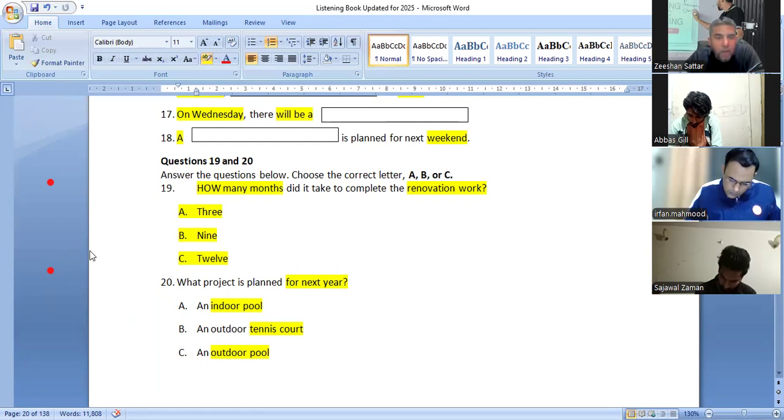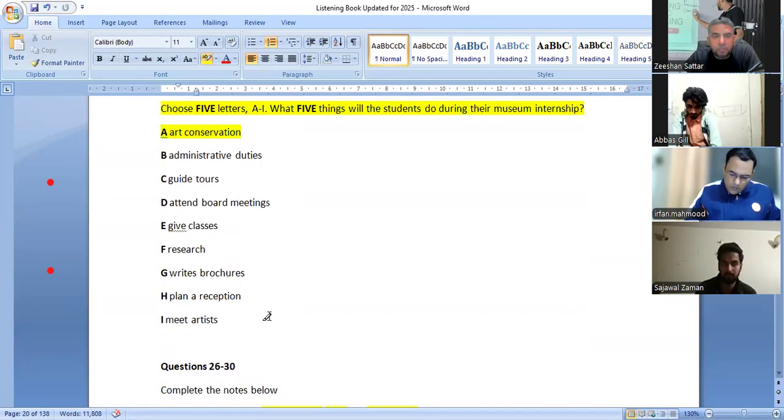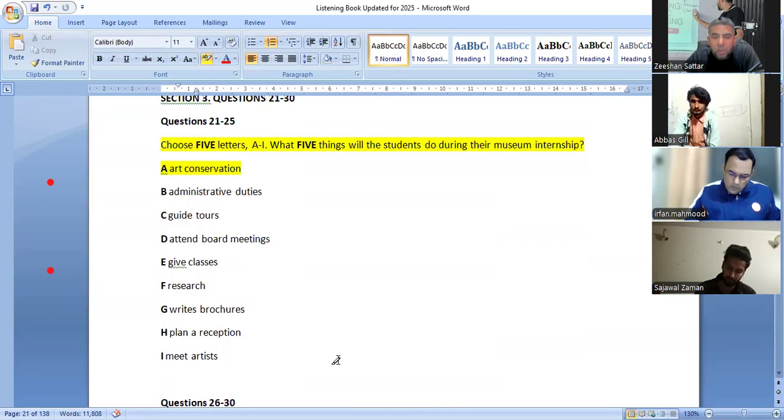So now for the MCQs, number 1, 9 months is the answer. And then the outdoor pool is the plan for the next year. Come on, question number 21 to 25. Get ready.